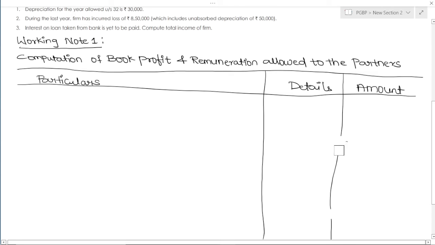So that we will write in the solution first. Right? Are you ready? So write down in the particulars column: profits and gains of business or profession. Clear to all of you?